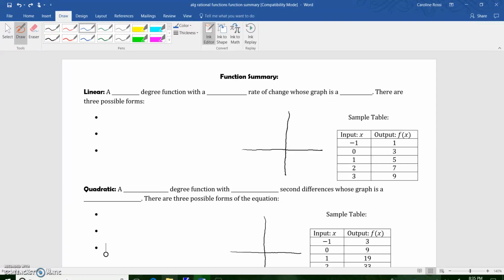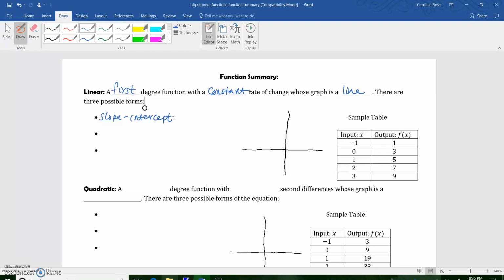We'll very briefly go through this one since you've seen it so much. Linear is a first degree. Now some of you are forgetting what the word degree means. Degree means the largest exponent. And it has a constant rate of change whose graph is a line. And there were 3 possible forms here. The names you don't want to forget.